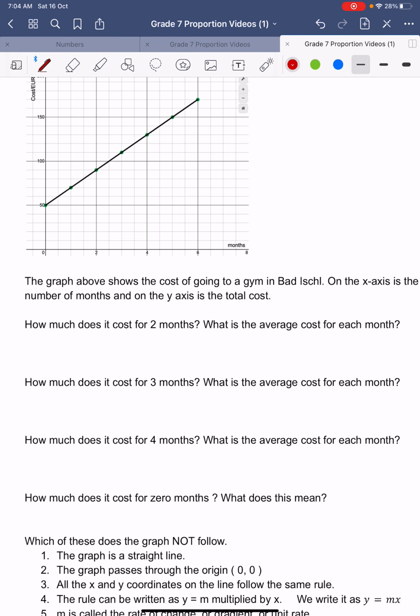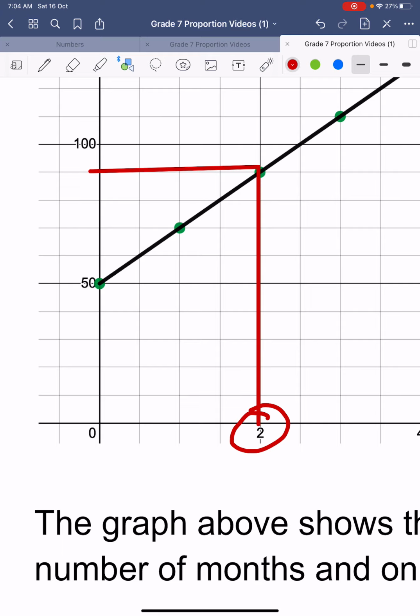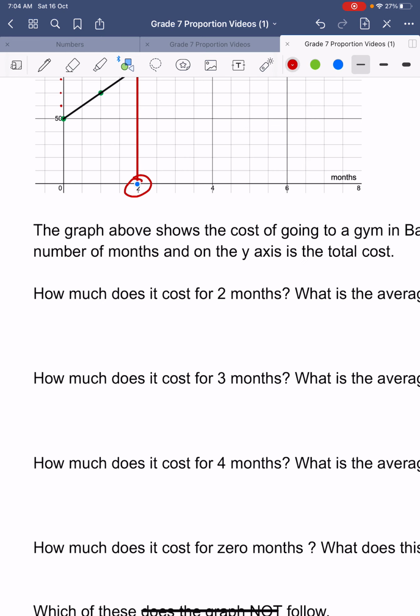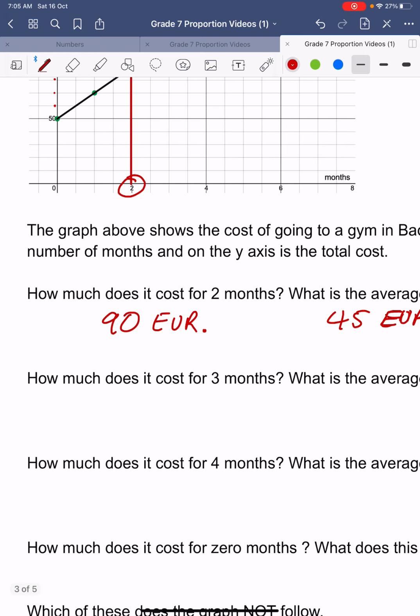How much does it cost for 2 months? Well, here's 2 months. If we just go up to the cost here and go across, can you see that every square on the y-axis is 10? So that's 50, 60, 70, 80, 90. So that's definitely 90. So the cost for 2 months is 90 euros. And if it costs 90 euros for 2 months, then the average cost for each month is 90 divided by 2, which is 45. So if you only sign up to the gym for 2 months, you're paying an average of 45 each month and a total of 90 euros.